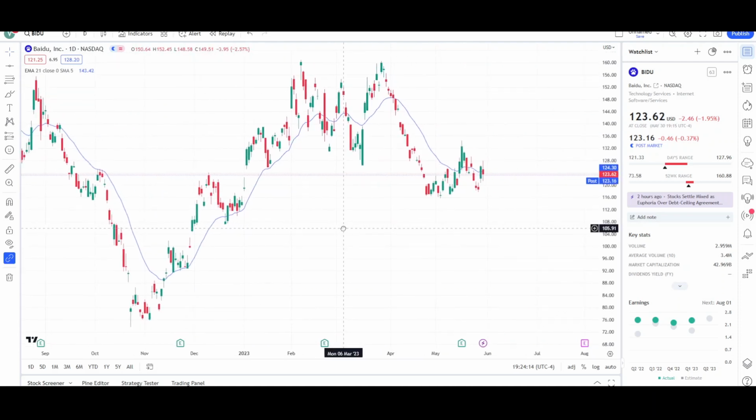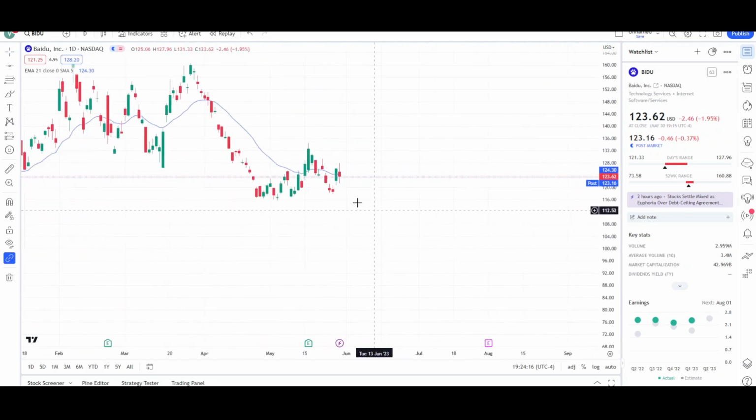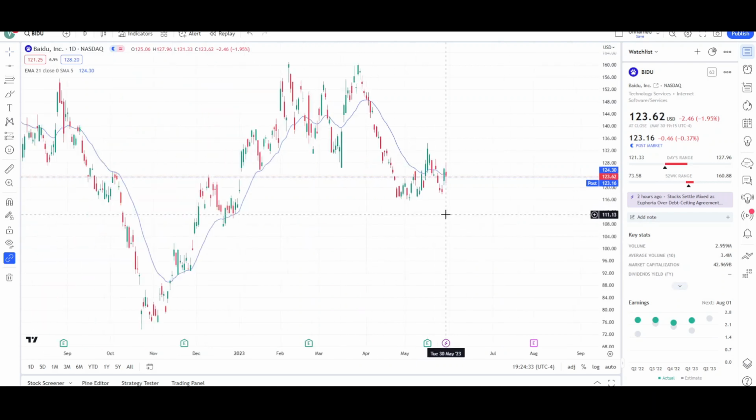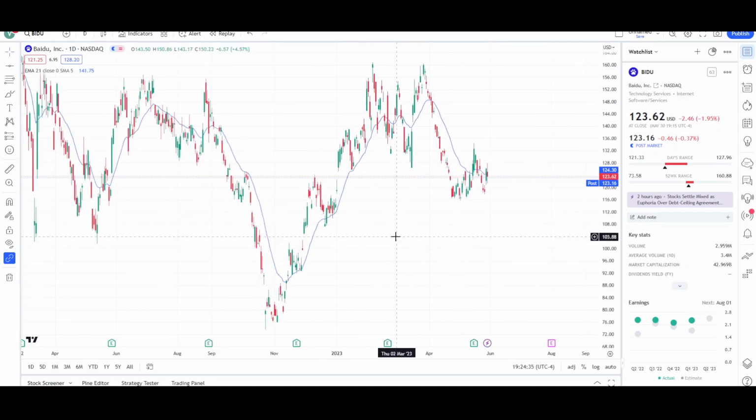So here we have the daily chart for Baidu, and since last week Tuesday, prices closed at 121.43. Since then, prices dropped a little bit lower, went up, and now we kind of closed neutral today. So where is Baidu going? Where is the price most likely going to go, and what is it trying to do?